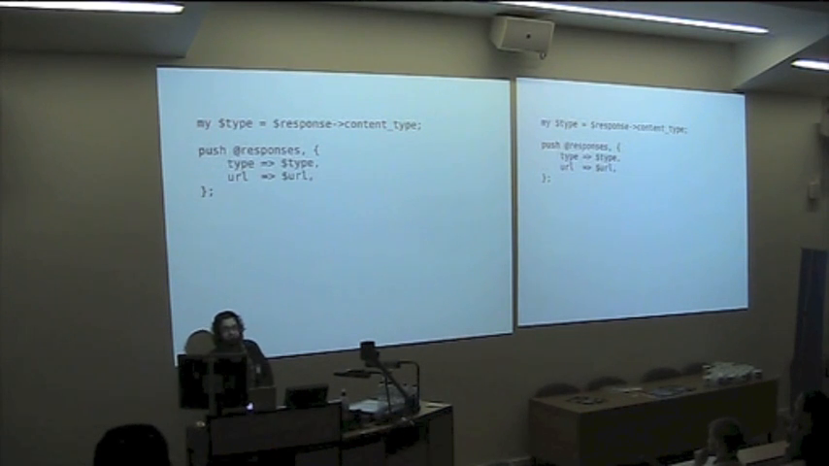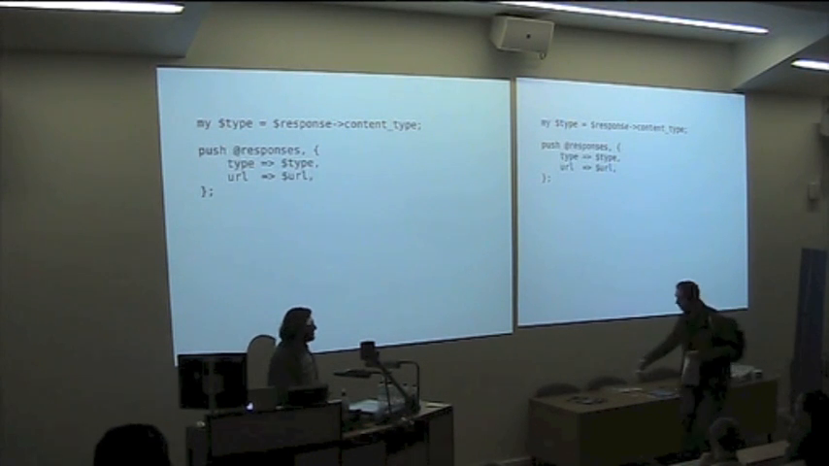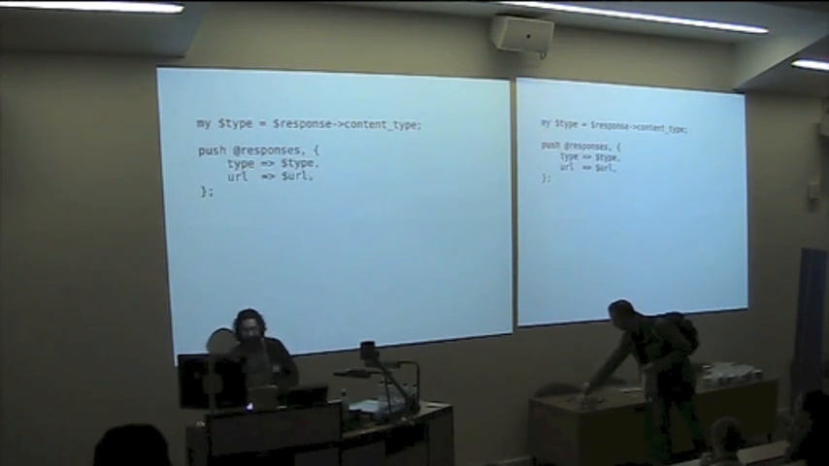The second problem situation for context is actually pretty similar. When you construct a hash, everything in the hash is evaluated in list context. So, not to pick on HTTP, well, actually, I am going to pick on HTTP response because it's its fault.